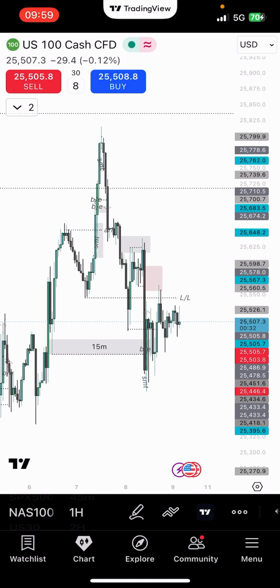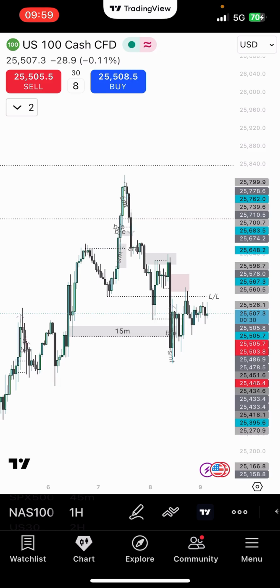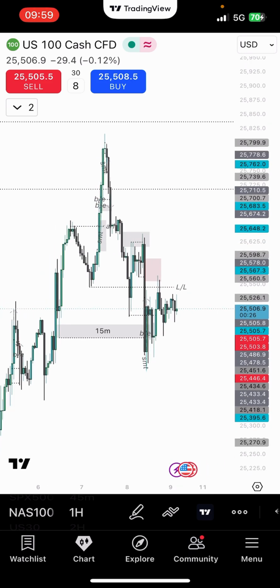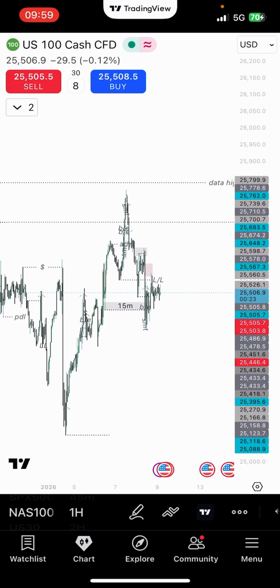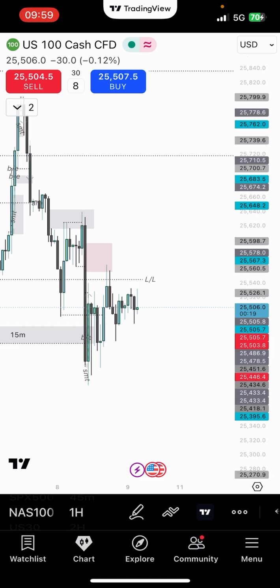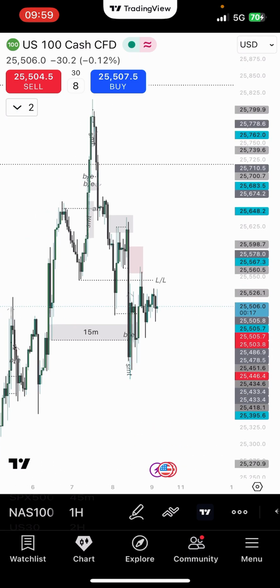Alright guys, welcome back to yesterday's trade recap. I was supposed to post the recap yesterday, but I was busy working on something. So here's the trade I took yesterday.